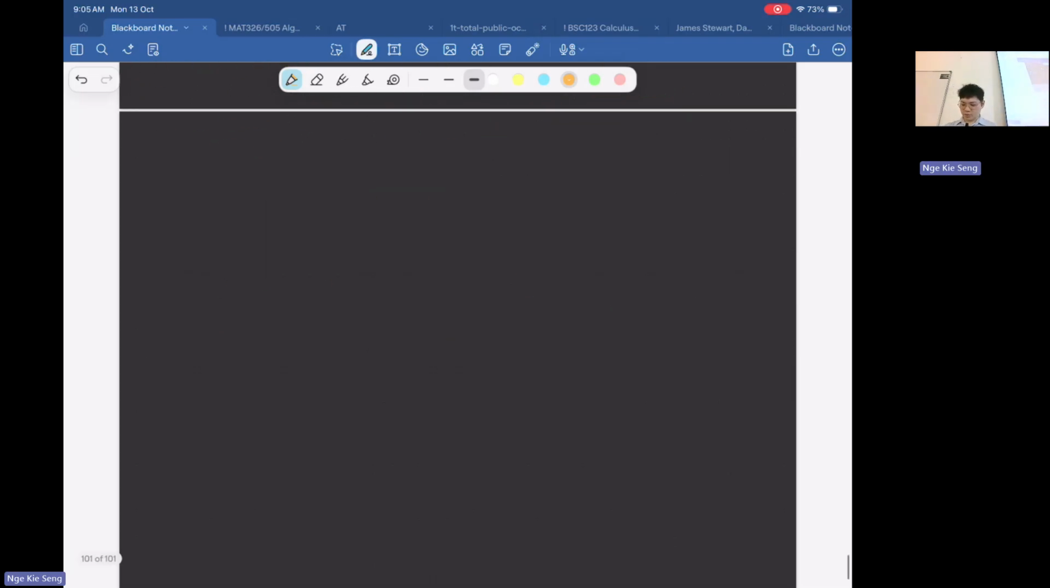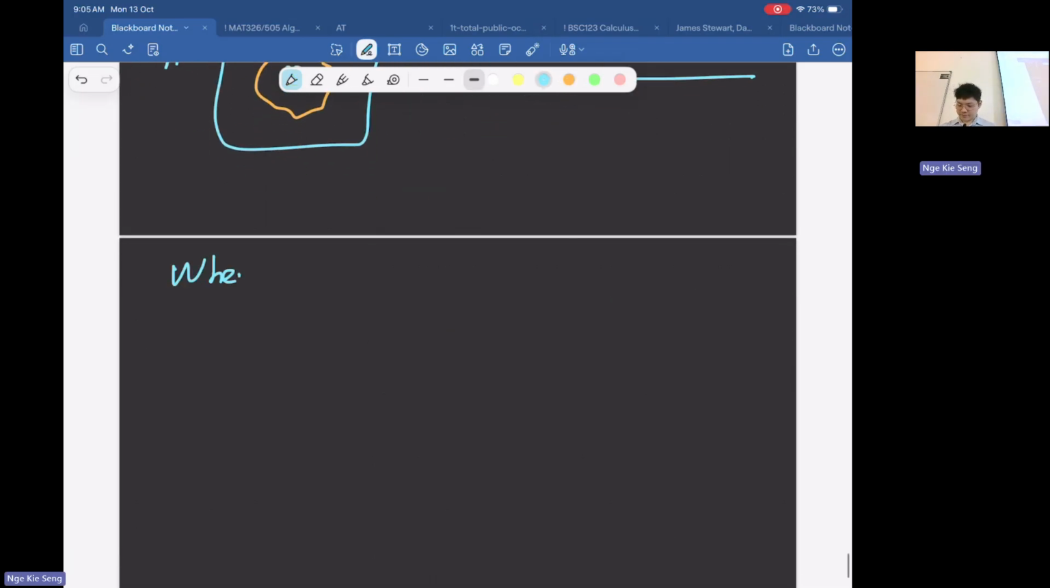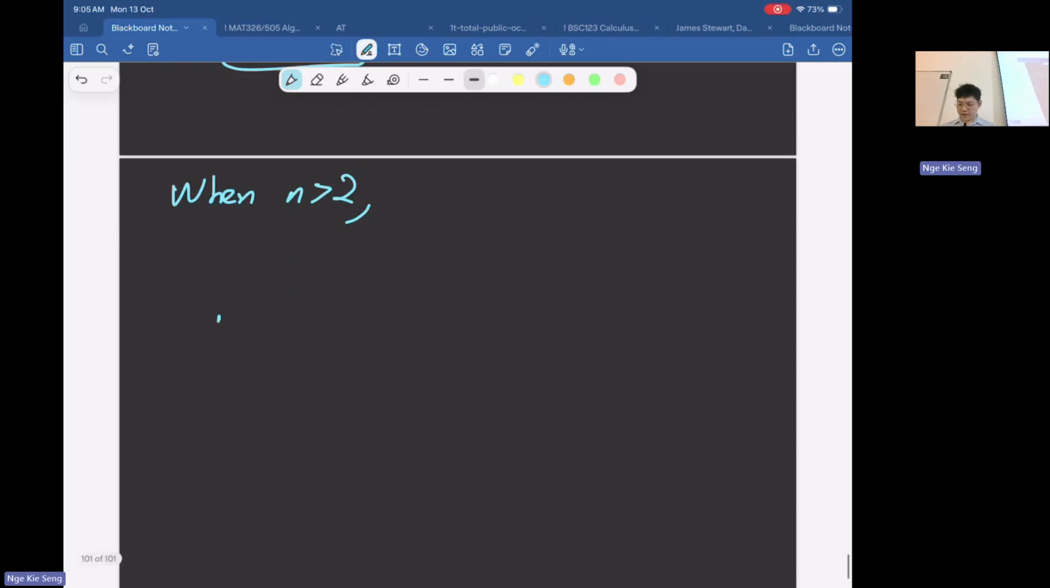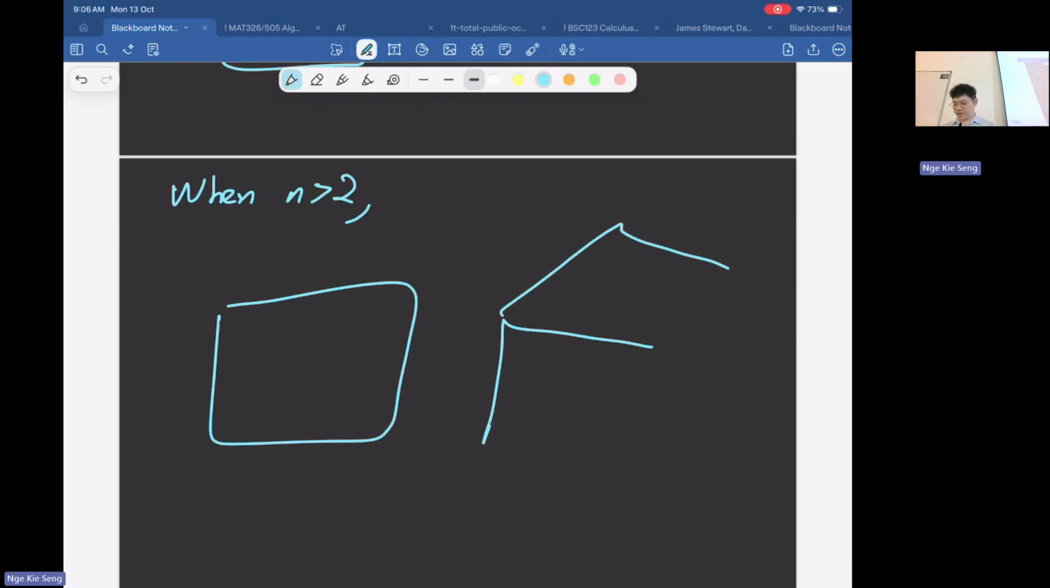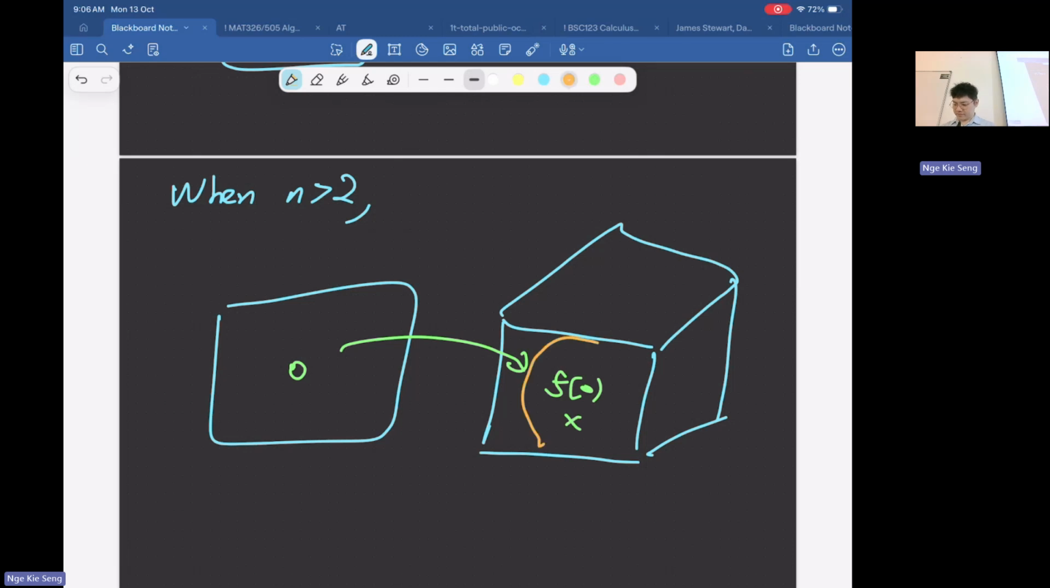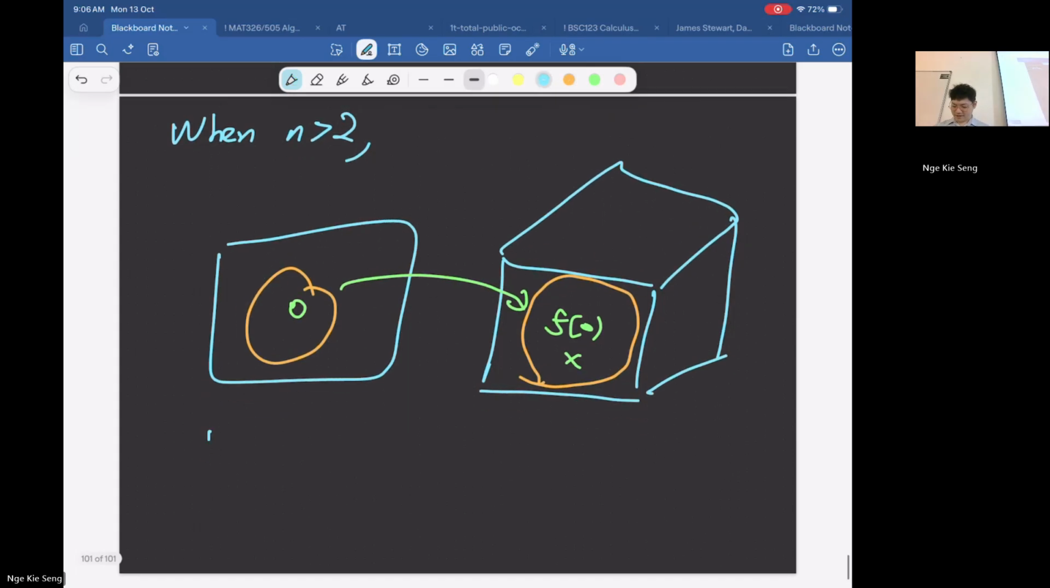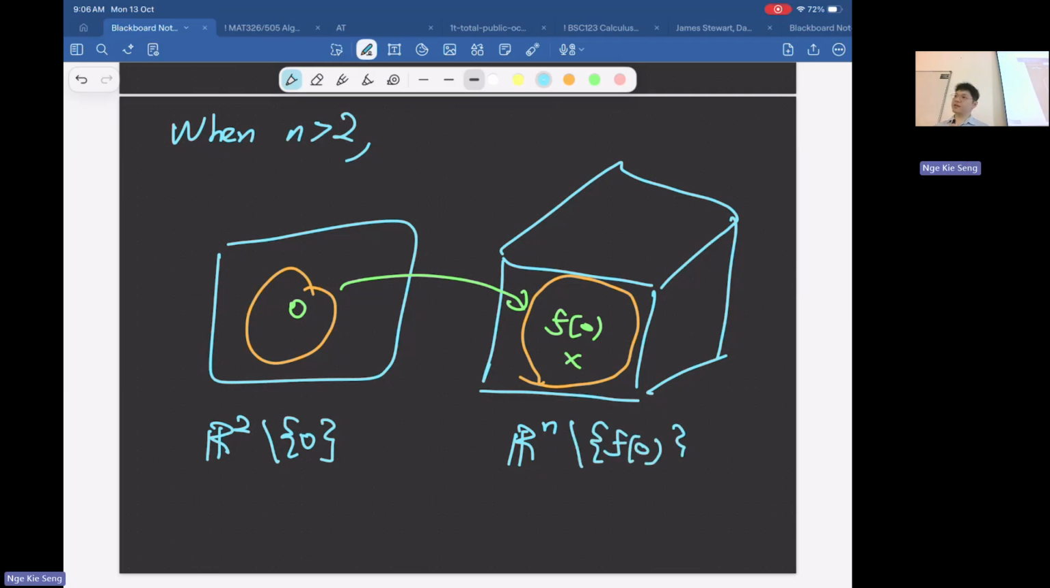How about n greater than 2? When n is greater than 2, things become different. For example, I draw R3 here. If you remove one point here, and then you remove another point here, it's still connected. Still connected. So how to distinguish? Any idea?